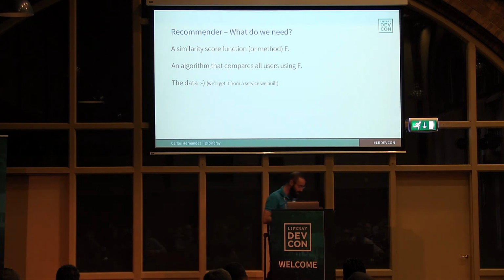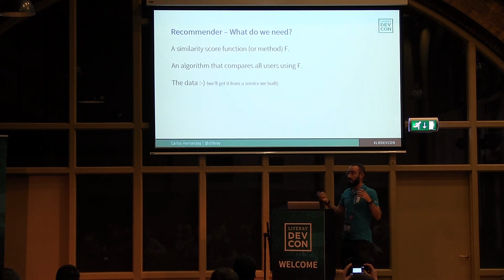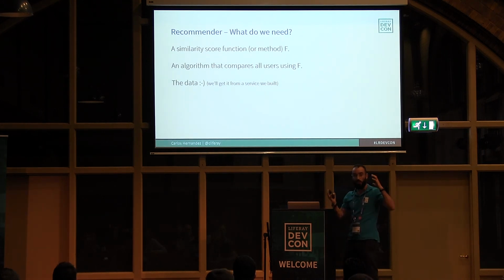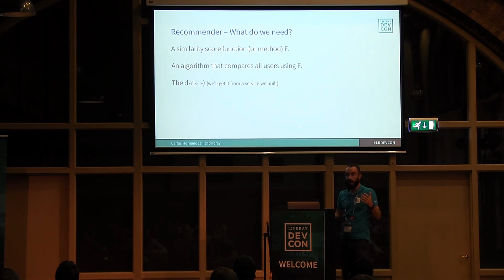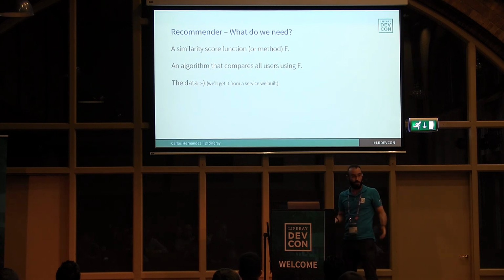When we want to build a recommendation system like this, we need 3 things. We need a similarity function, which is what tells us how similar 2 users are, and that will return a score. And that score, the higher the score is, the more similar to each other users are. Then we need an algorithm that compares all users with all users. By using that function, we will pass that function as a parameter. And then, of course, we need the data. And where do we get the data from?